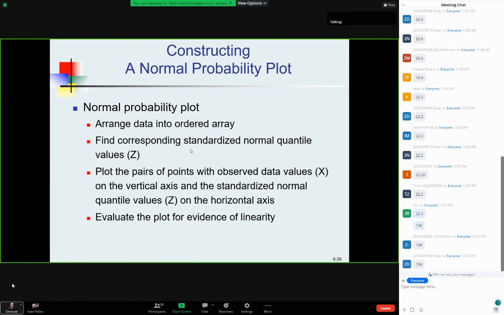Then the normal probability plot means we can arrange data into an ordered array, then find the corresponding standardized normal quantities. Then we can plot the pairs of points with observed data value x on the vertical axis and the standardized normal value on the z axis. Then I can show it with the example.